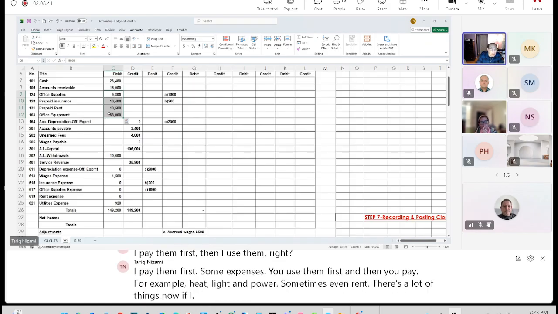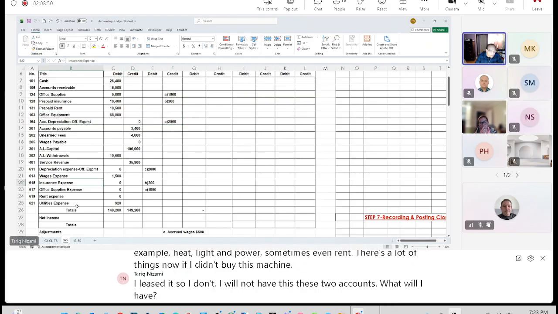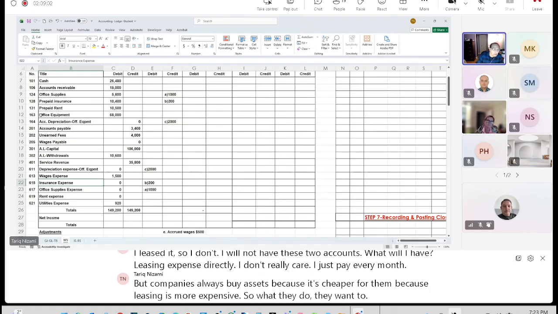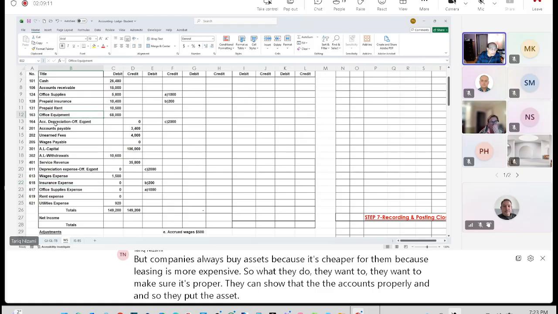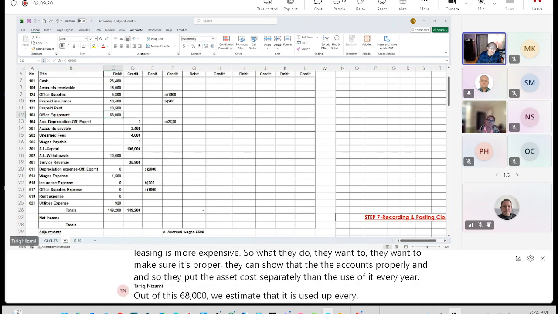Now, if I didn't buy this machine, I leased it, I will not have these two accounts. What will I have? Leasing expense directly. I just pay every month. But companies always buy assets because it's cheaper for them, since leasing is more expensive. So they want to make sure it's proper. They can show the accounts properly, and so they put the asset cost separately from the use of it every year. Out of this 68,000, we estimate that it is used up every year by $2,000.